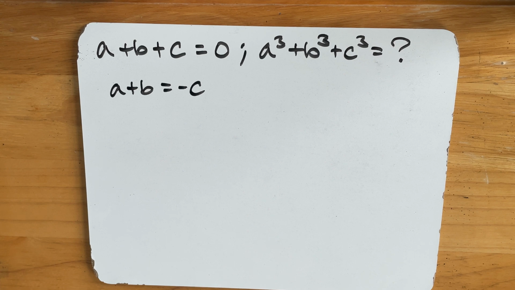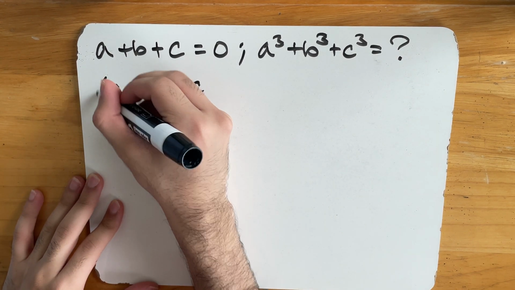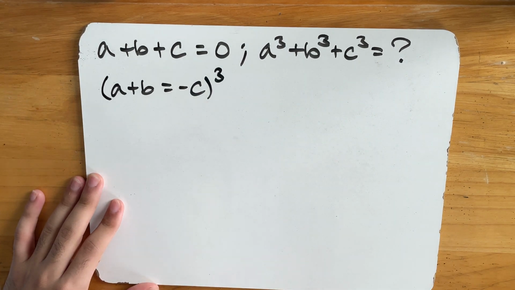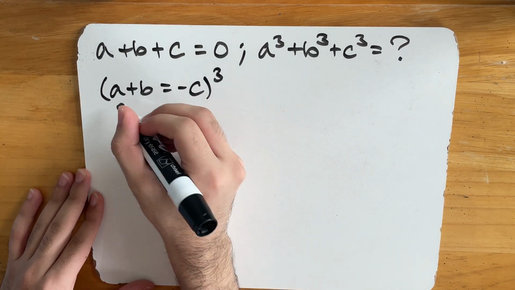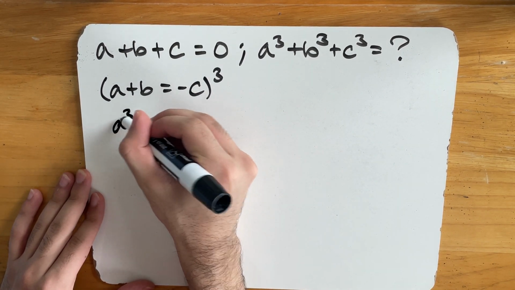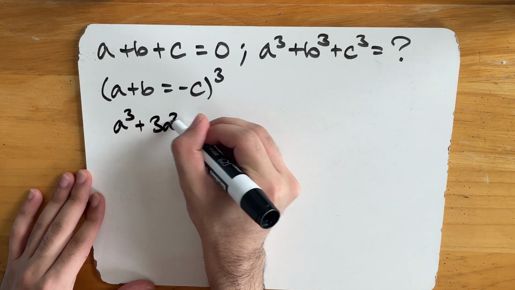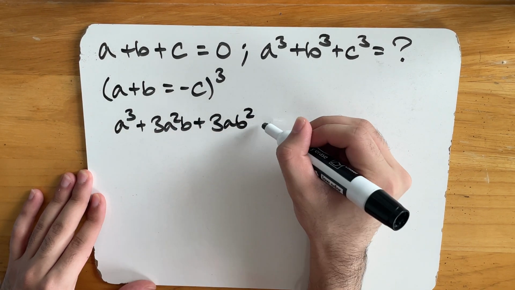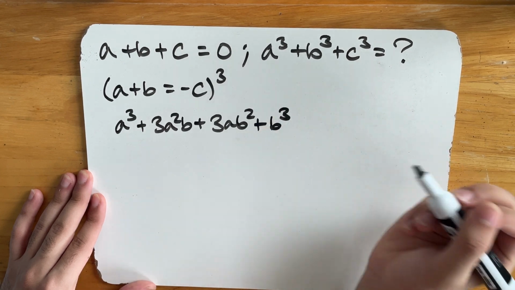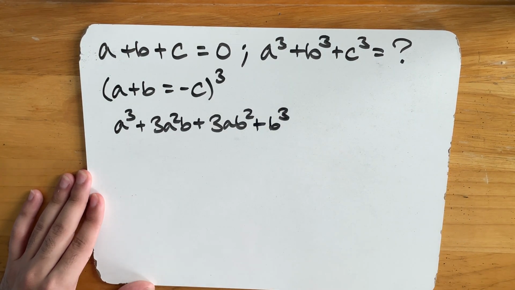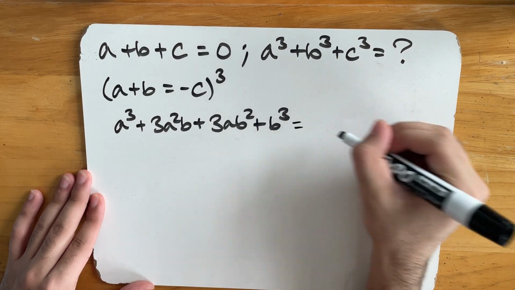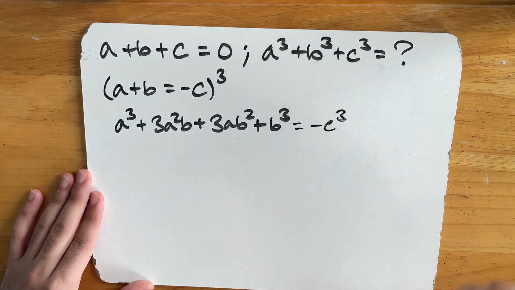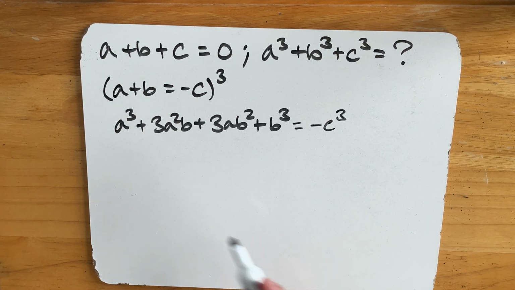Now, what I'm going to do is cube both sides. For the left hand side, I'll get a cubed plus 3a squared b plus 3ab squared, plus b cubed. And the right hand side, well, negative c cubed, that's just negative c cubed. Alright, so we're kind of getting close. We have the a cubed and the b cubed and the c cubed, kind of.